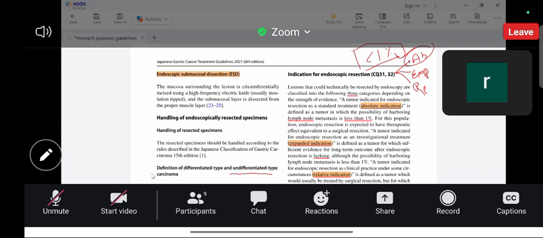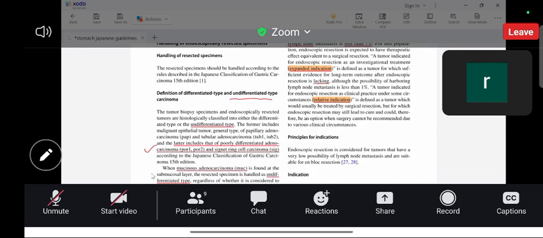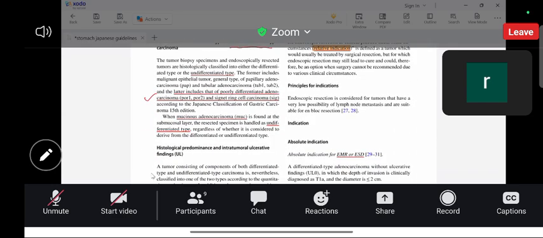Then what are relative indications? Relative indications are as such not indications for endoscopic resection, but suppose the patient is poor GC, poor due to heart disease or something, whatever. If the patient is not fit for big surgeries, definitive surgery, we can go and do the endoscopic resection. That will be relative indications. So what are the principles for indication? Endoscopic resection is considered for tumors that have a very low possibility of lymph node mets and are suitable for en bloc resection. And what is that very low possibility? Less than 1%.